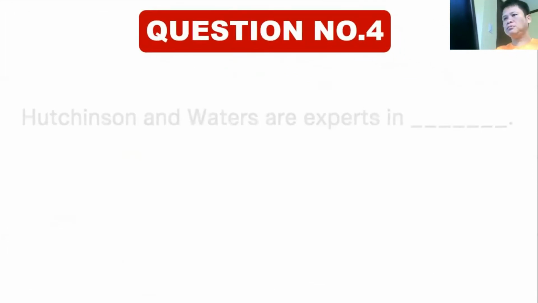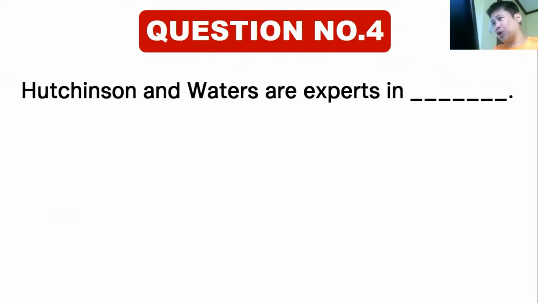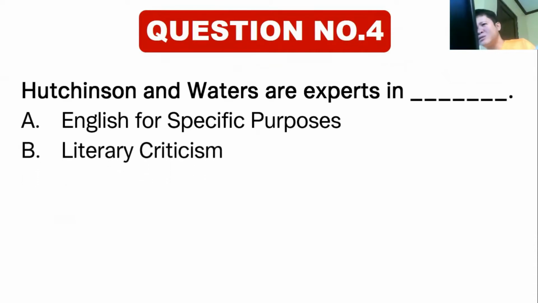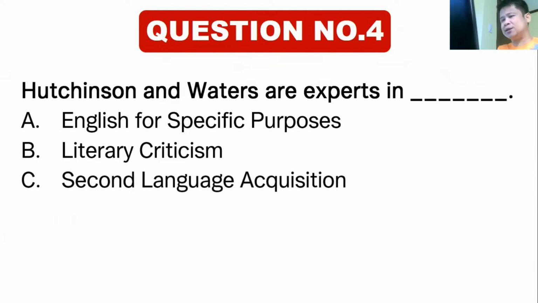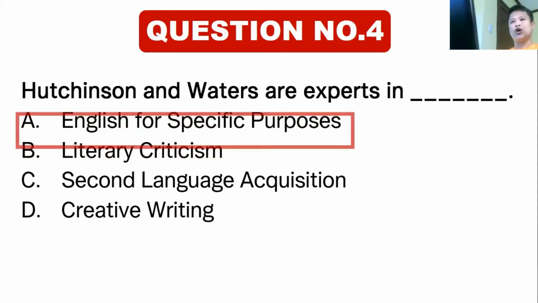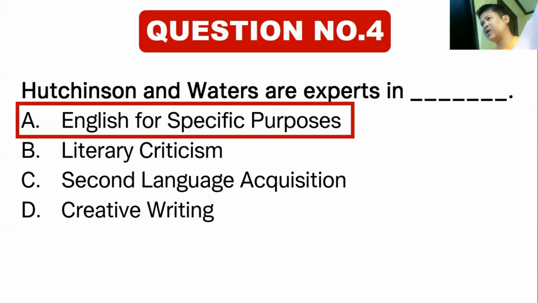Number four. Hutchinson and Waters are experts in A, English for specific purposes, that's ESP. B, literary criticism. C, second language acquisition, or SLA. D, creative writing. Okay, the correct answer is letter A, English for specific purposes. Hutchinson and Waters are experts in English for specific purposes.